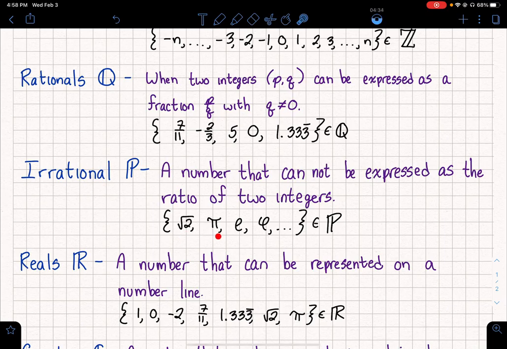Pi, we all know the most famous number in mathematics, pi, 3.14, goes on for infinity. It never repeats at any point and cannot be expressed as a fraction.